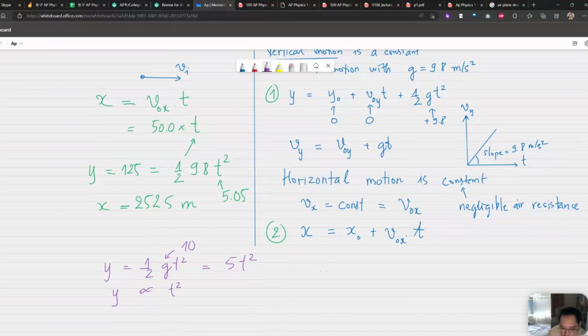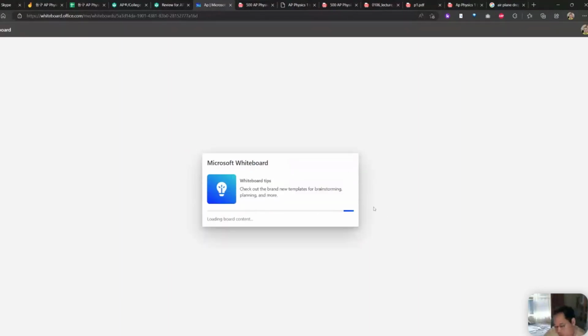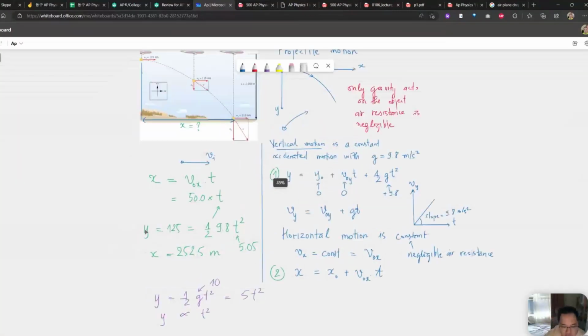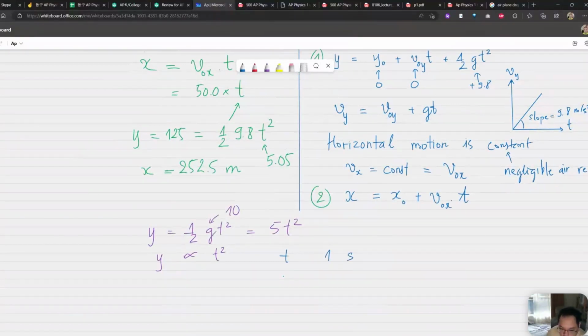So when the time is 1 second, let me refresh the page. Recently, the board has a problem. It does not show the tip, the position of the pen. I have to refresh it. So when the time is 1 second, the vertical distance that it falls, the falling distance y, will be 5 times 1 squared.